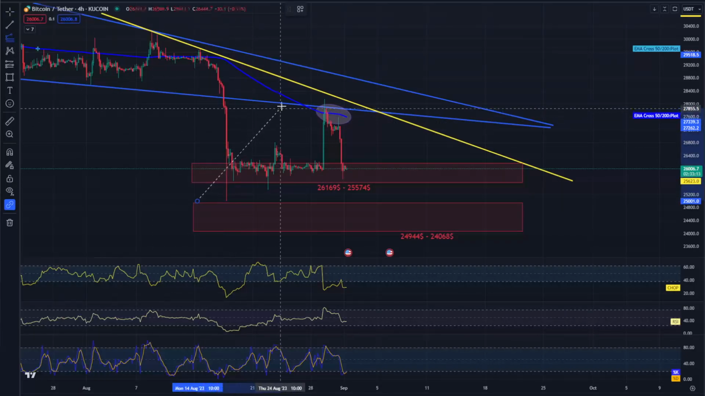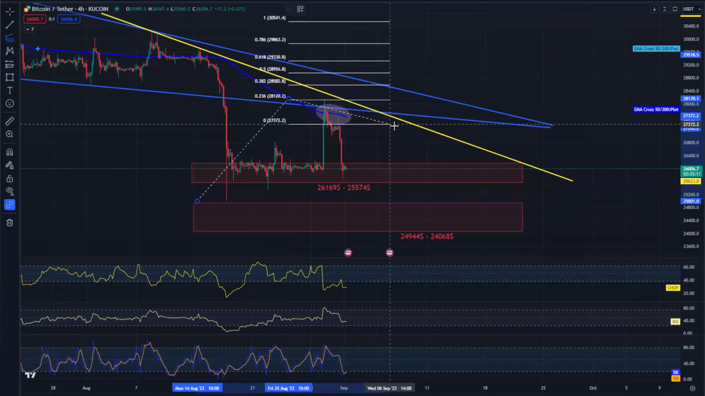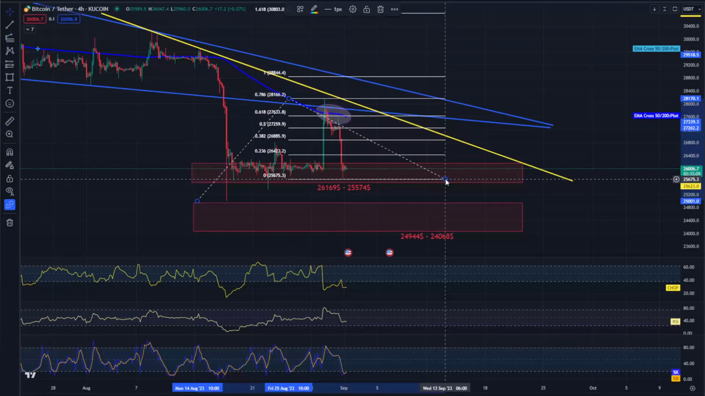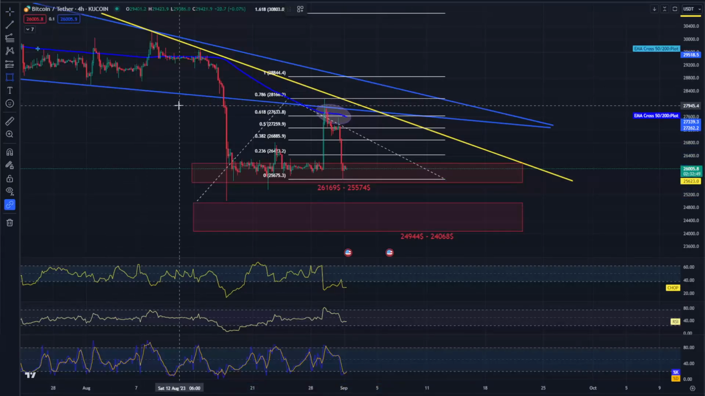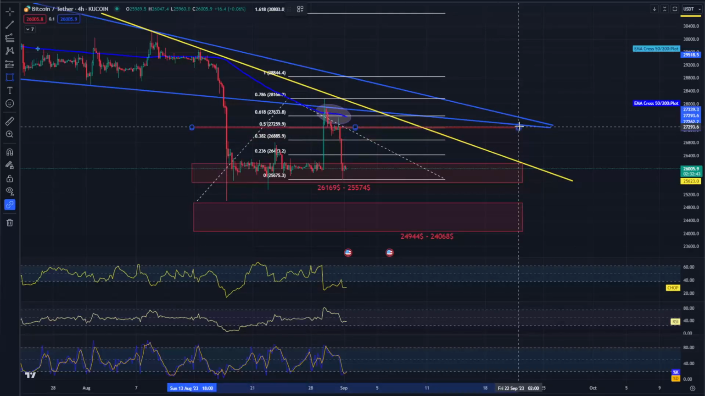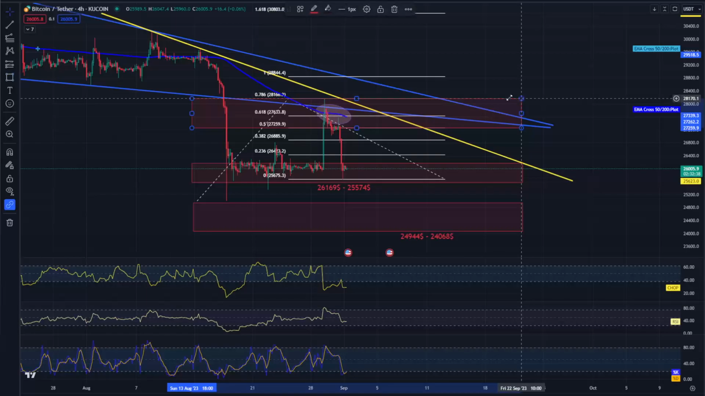Looking the other way, we can determine the places of resistance in a similar way. However, here you can immediately see that the first two resistances have been overcome with a dynamic movement. Only the price has been rejected in the strong resistance zone from $27,259 to $28,170.